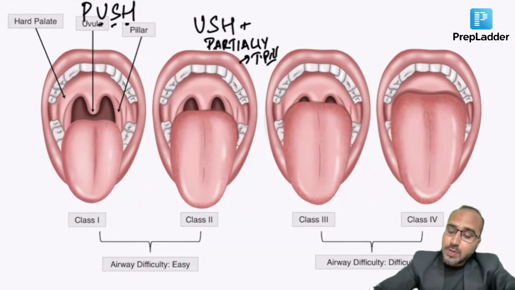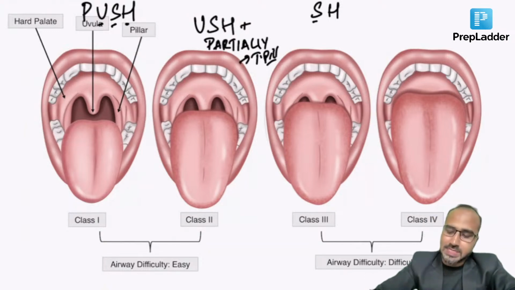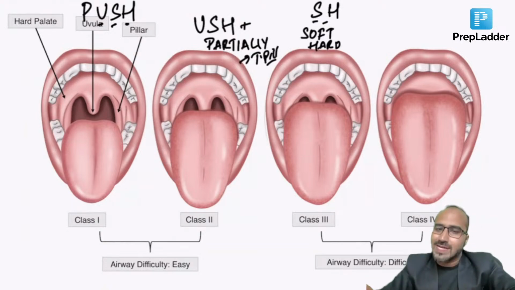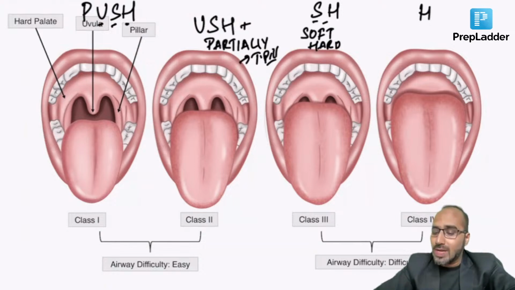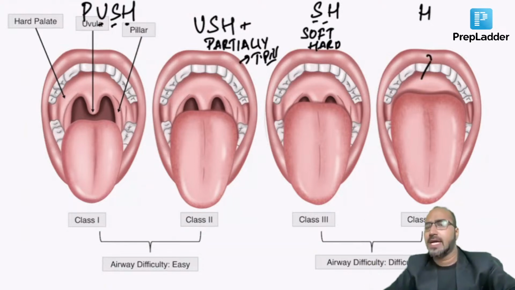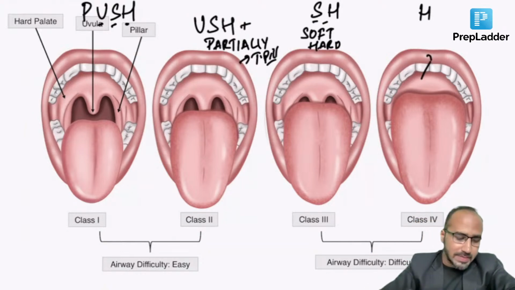Okay? Class 3 means what, guys? We need to remember SH. Class 1 was PUSH, 2 was USH, then it is SH. S stands for soft palate: when a patient is opening his mouth, you are able to see the soft palate and the hard palate. And the base of the uvula is also visible, but soft and hard palate are the main structures that are visible. And class 4 means what? Only H is visible. That means only hard palate is visible. That is class 4. So in our case, guys, this patient was having Mallampati class 4. As he opened his mouth, I was only able to see the hard palate. Okay? So that's regarding the Mallampati classification.